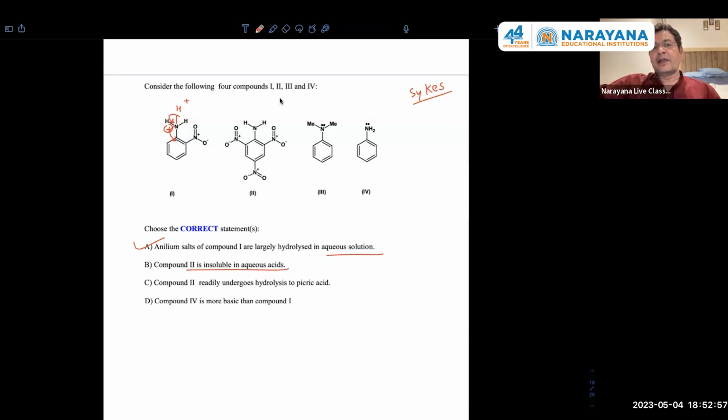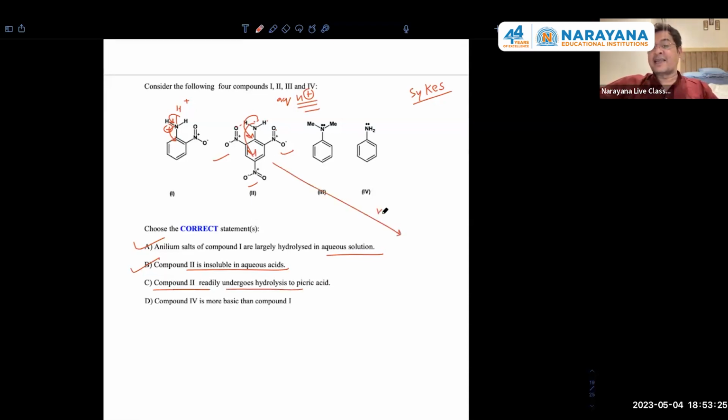Compound second is insoluble. Yes, absolutely. In aqueous H plus condition, the lone pair is not available. H bonding is more in the plane, and the nitro minus M will pull the lone pair inside. Lone pair is not at all available, so it will be insoluble in aqueous H plus condition. Lone pair donation possibility is not there. Also correct.